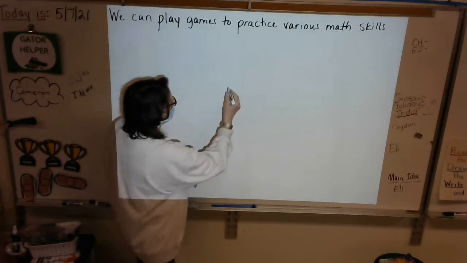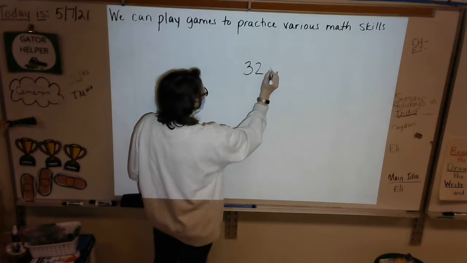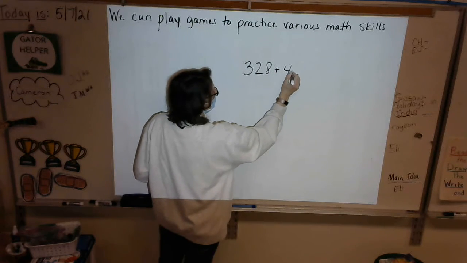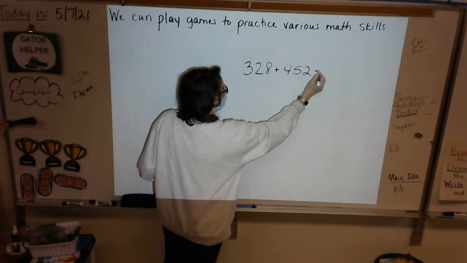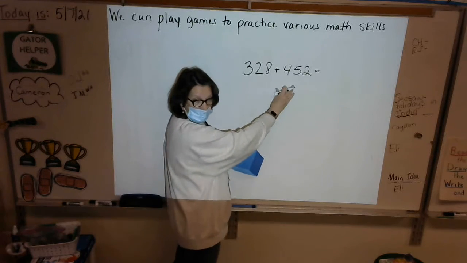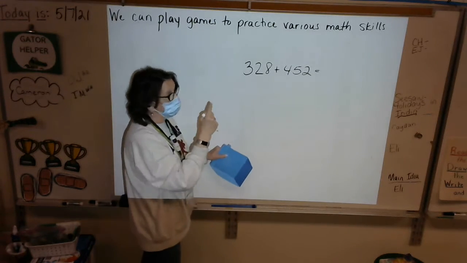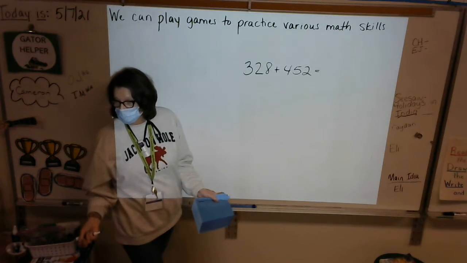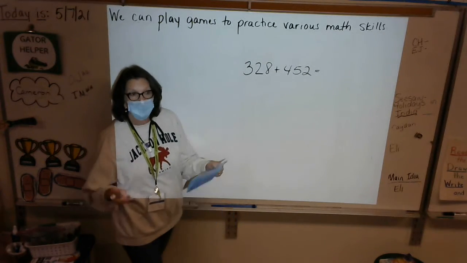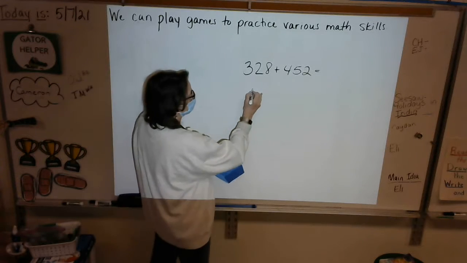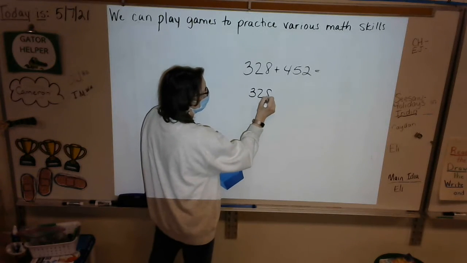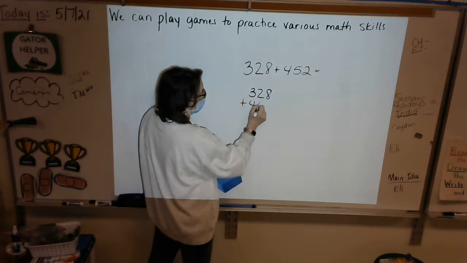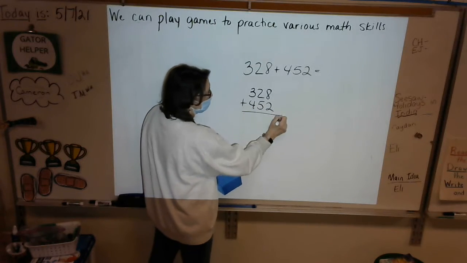And so what is that? That's like 328 plus 452. This is called a number sentence, right, class? It's called a number sentence because it's written horizontally. But in order to solve that, we usually turn it into what we call an algorithm. Very good. So what is an algorithm? It's when we stack our numbers according to place value.